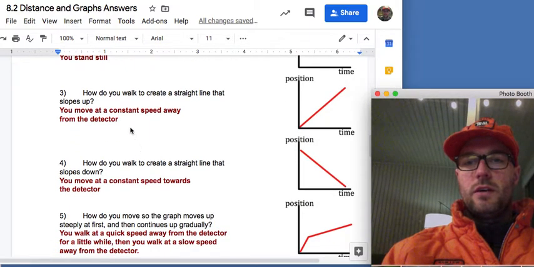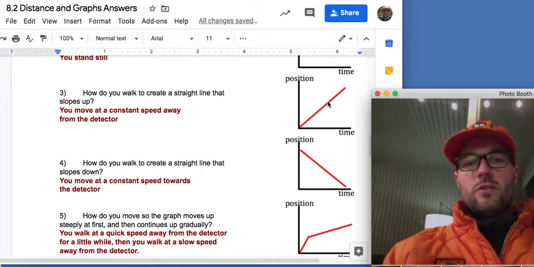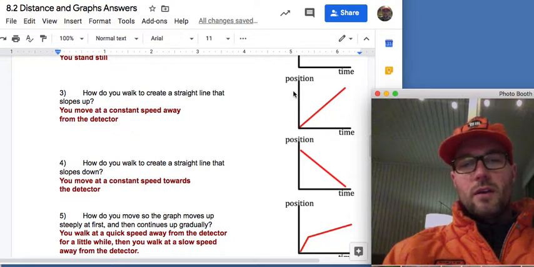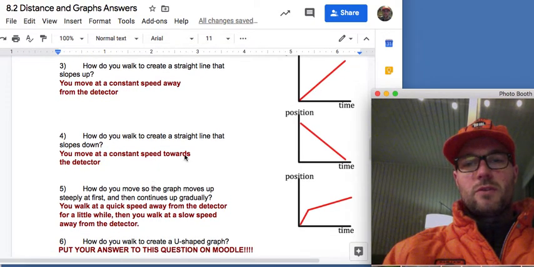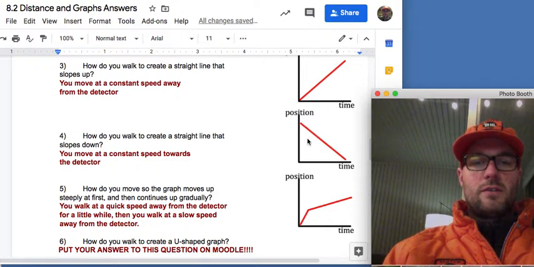Number 3. How do you walk to create a straight line that slopes up? Remember, sloping up means the position is increasing, and that means you're moving away. So I'm moving at a constant speed away from the detector. Then, how do you walk to make a straight line that slopes down? You walk towards the detector at a constant rate.